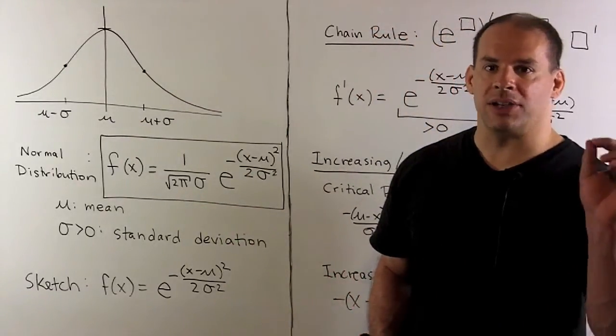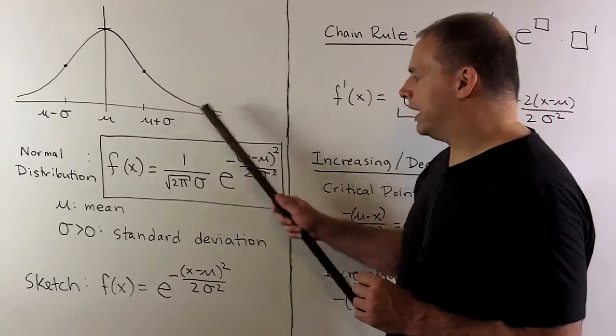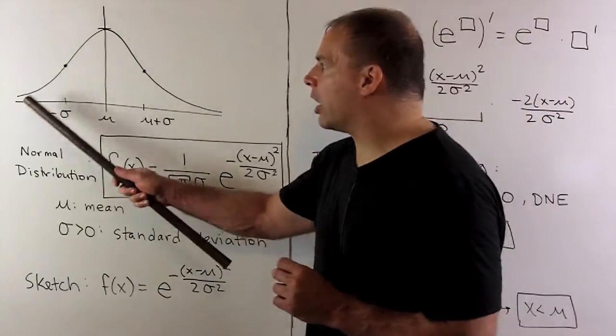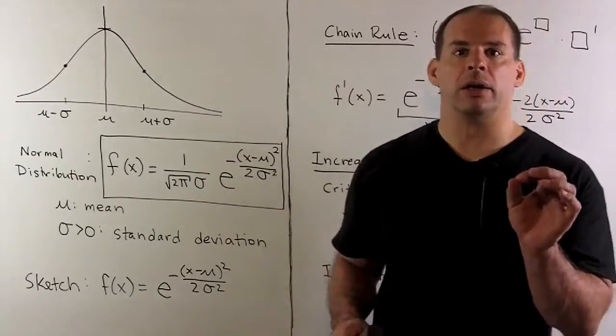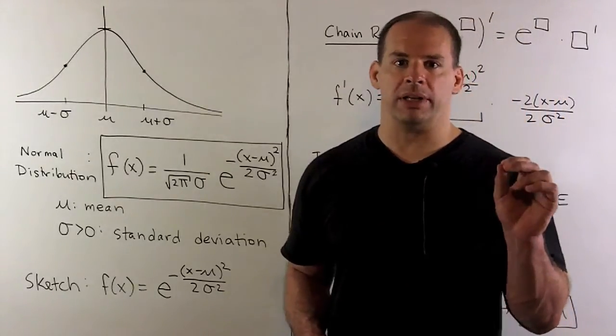Finally, the constant in front. We need this to guarantee that the area under our curve is equal to 1. So that means we'll have a probability distribution.